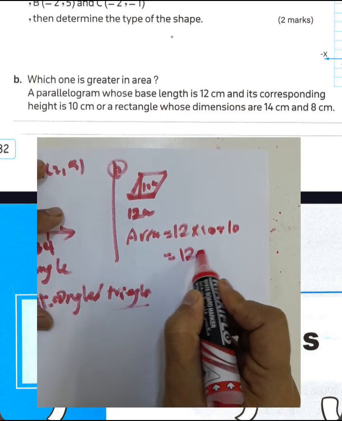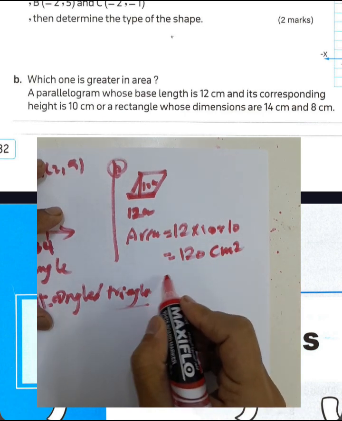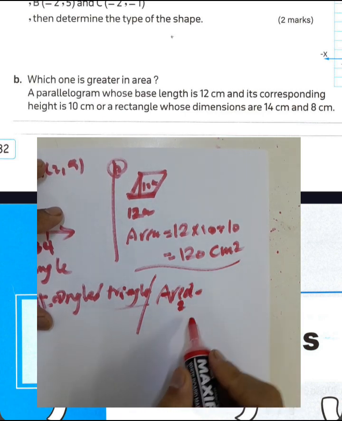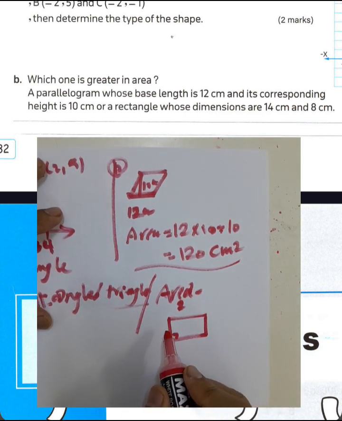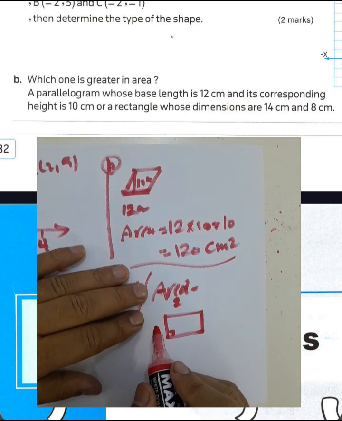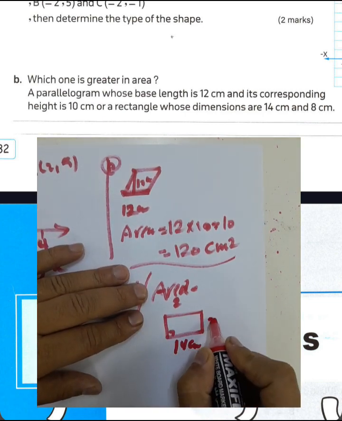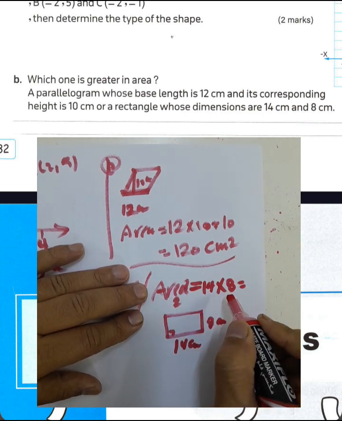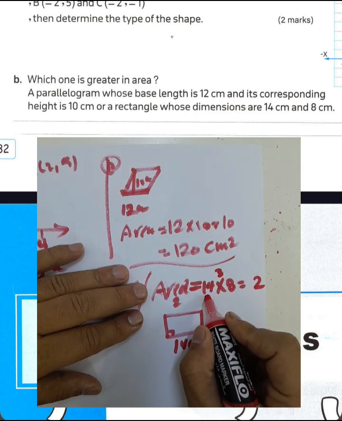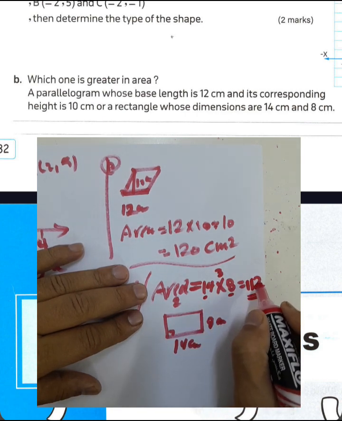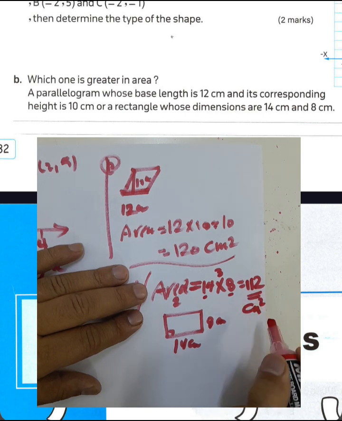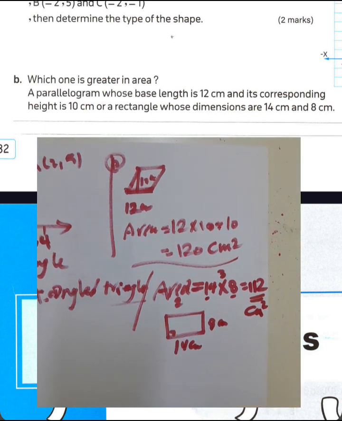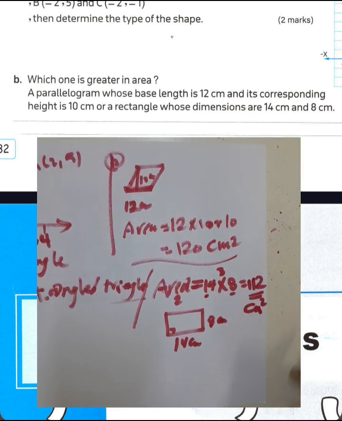The result will be 120 square centimeters, and then we can write the area of the rectangle. Okay, it gives us a rectangle, 2 dimensions 14 and 8, 14 centimeters and 8 centimeters, and the area will be, write, 14 times 8. 4 times 8 equals 32, write 2 and carry 3. 1 times 8 equals 8, 8 plus 3 equals 11, then the result will be 112 square centimeters. Okay, he asked about the greater.